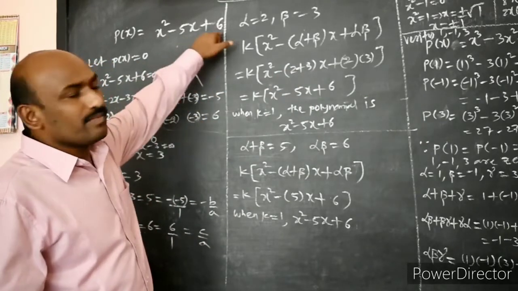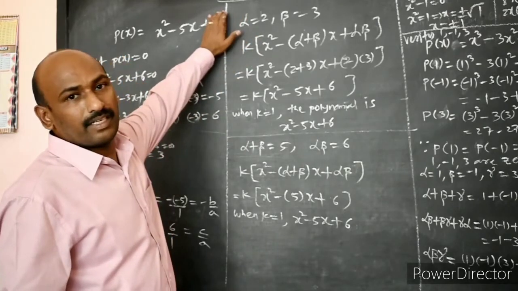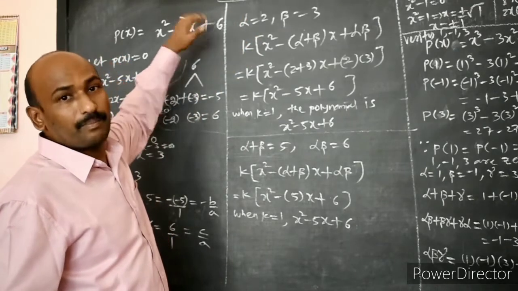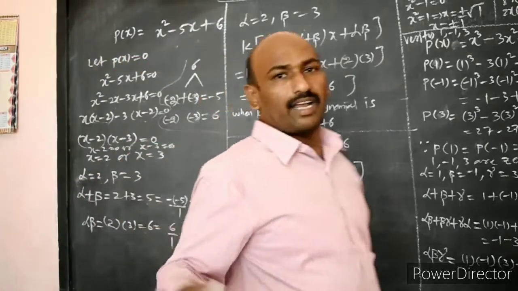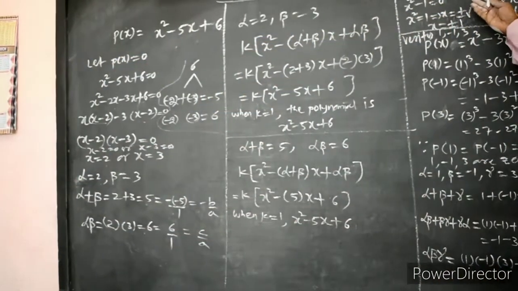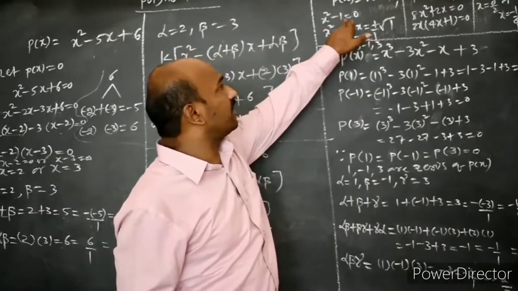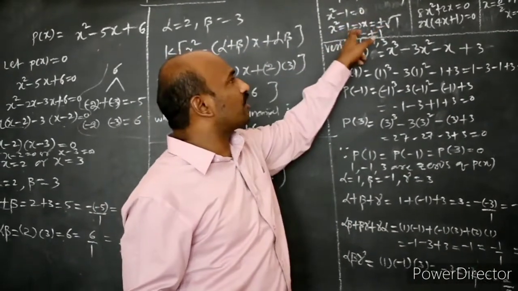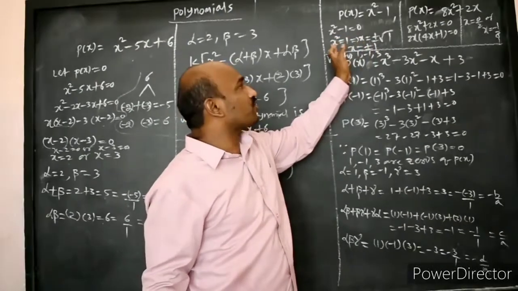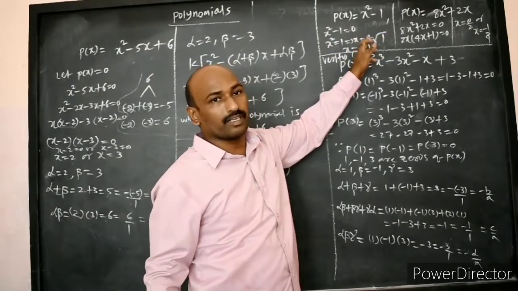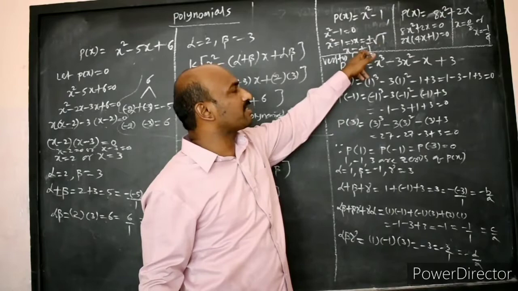They can give 3 terms. Sometimes they can miss the c term, or sometimes they can skip the middle term. I will explain these 3 here. P of x equals x square minus 1. X square minus 1 is equal to 0. Let x square equal 1. Whenever the square goes to the other side, it becomes a root, plus or minus. Then x equals plus or minus 1.